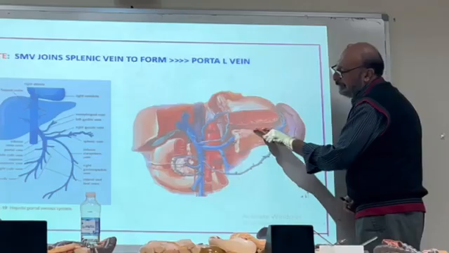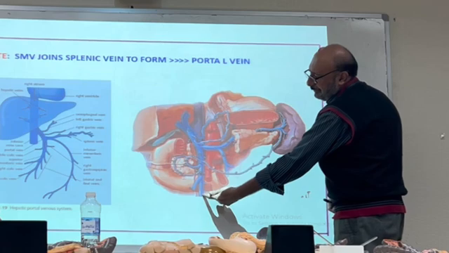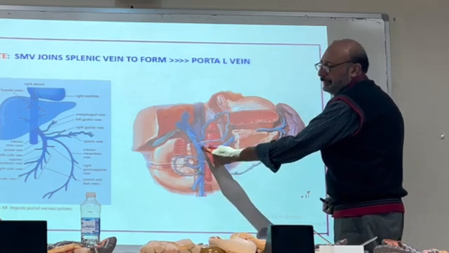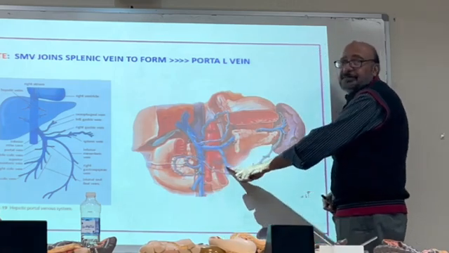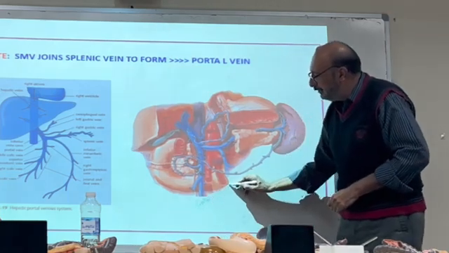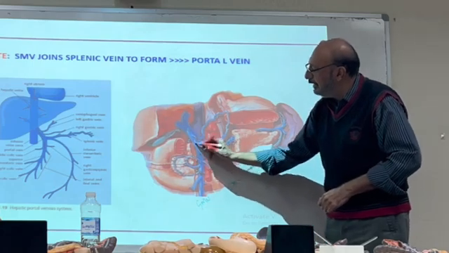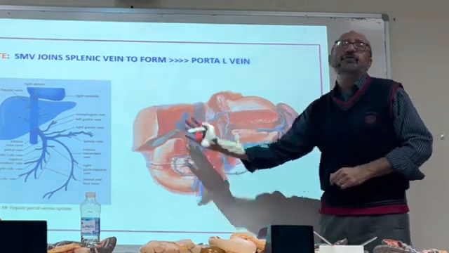Here is the splenic vein. Here we have the superior mesenteric vein. Here we have the inferior mesenteric vein. So this is the superior mesenteric vein, the inferior mesenteric vein. Both of them join here and make the portal vein, which will go into the liver.